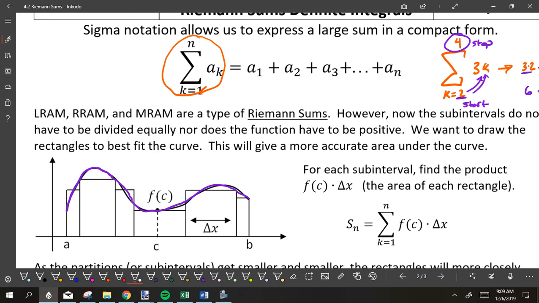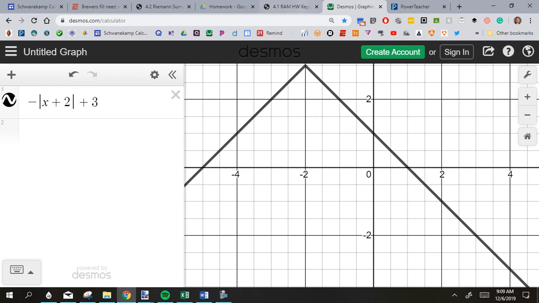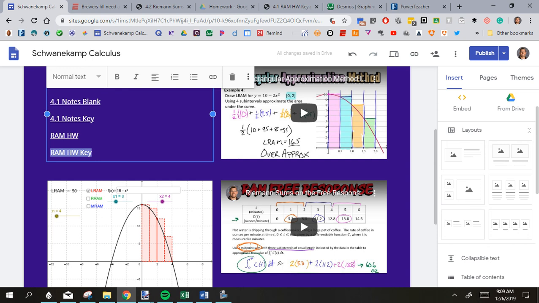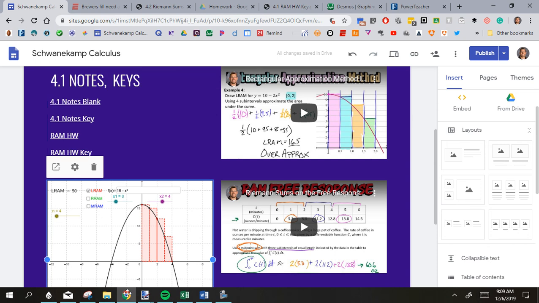What would be the best size rectangle? If I want to be the most accurate, what would be the best thing to do with the area or with those rectangles? Make them the same width? I don't disagree with that. Make them really small. Good.